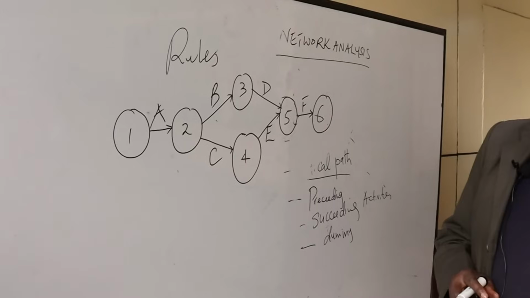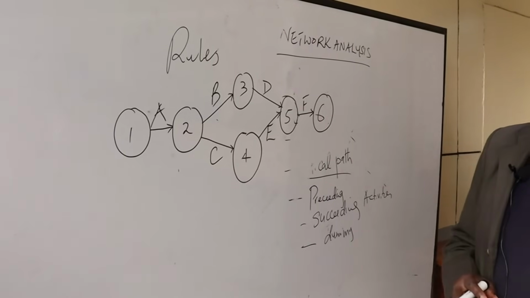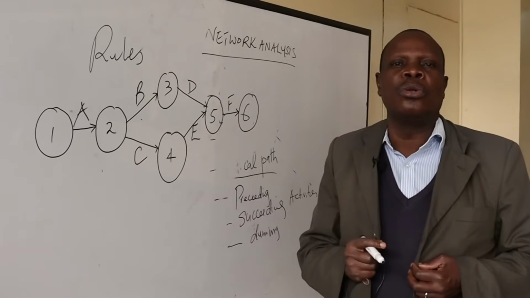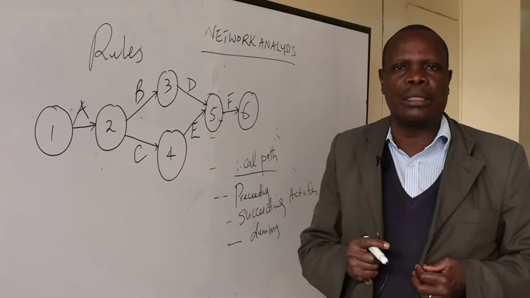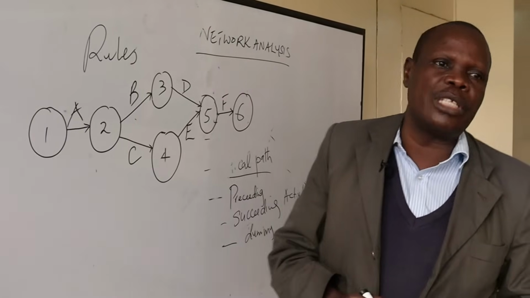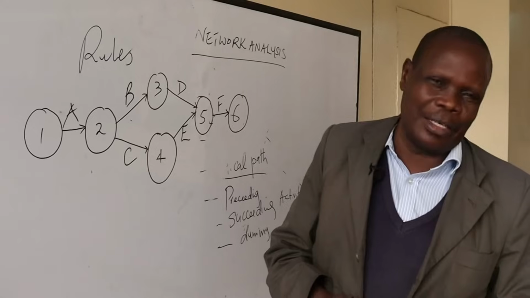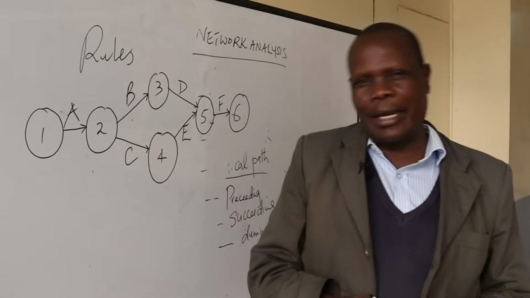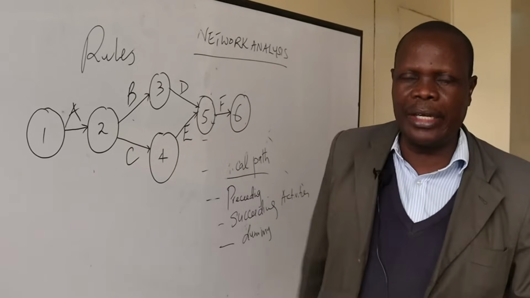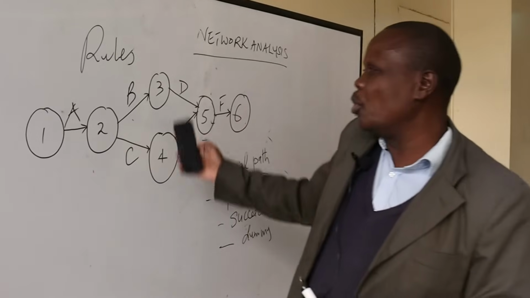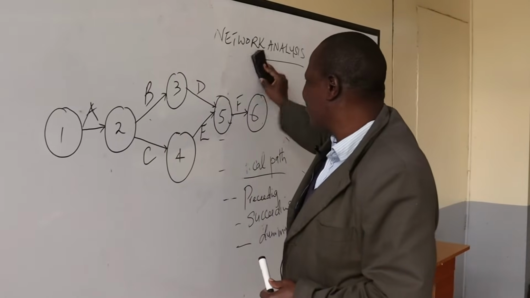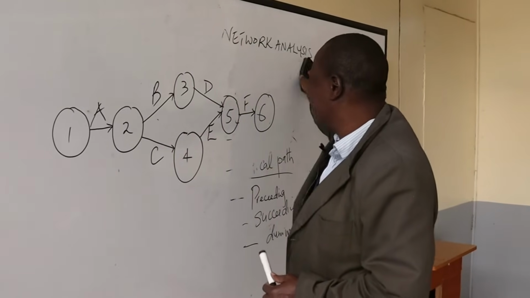Then another rule for the construction of network is networks should not be drawn with dangling activities. Dangling activities are the activities which are not connected to the rest in a network, and in fact they are hanging. Now the following network diagram shows the dangling activity.